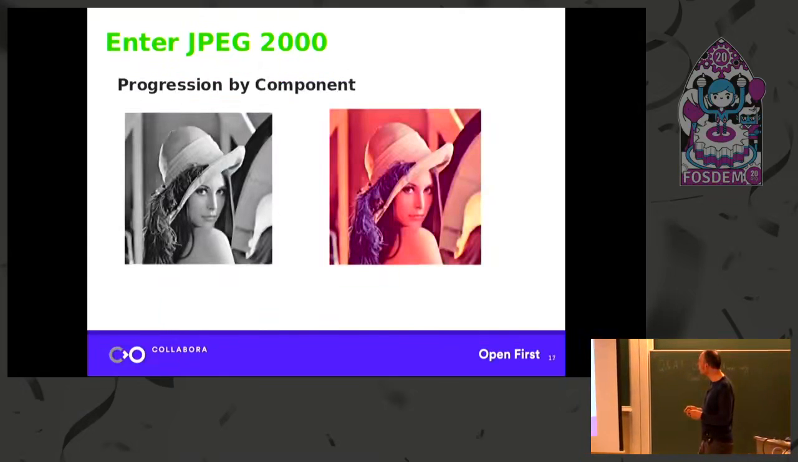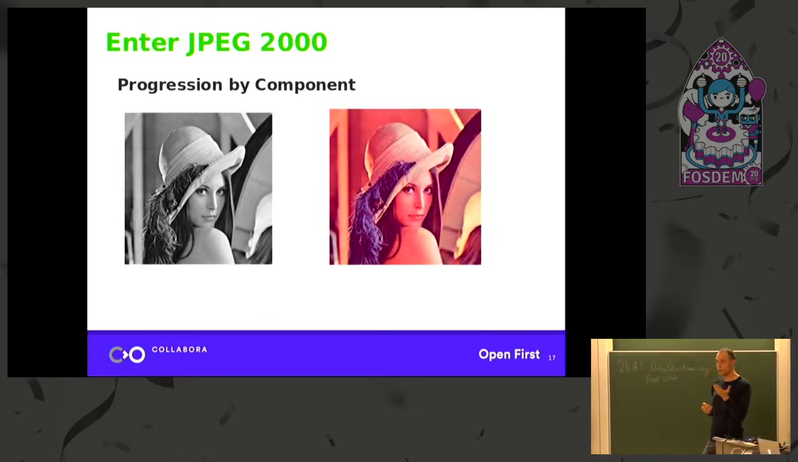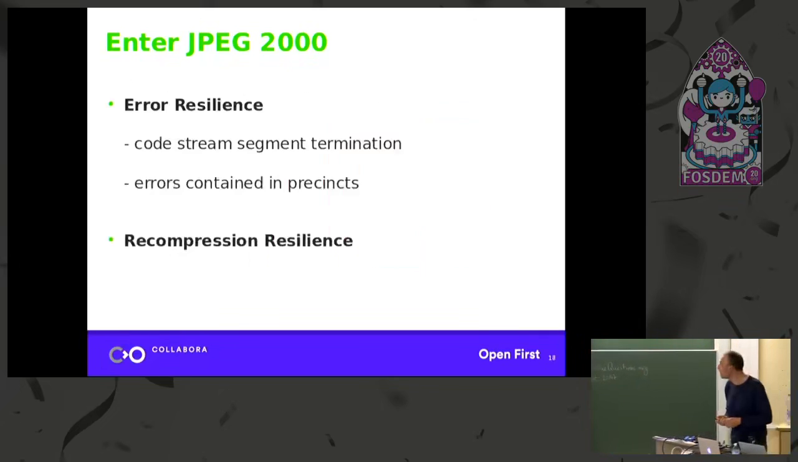And the final one is progression by component. So if it's an RGB image, you can break it down into your luminance and your chroma channels, and you can progress by those channels. And if you're a grayscale printer, maybe you can just throw away the chroma and keep the luminance. So that's another progression that you can get.